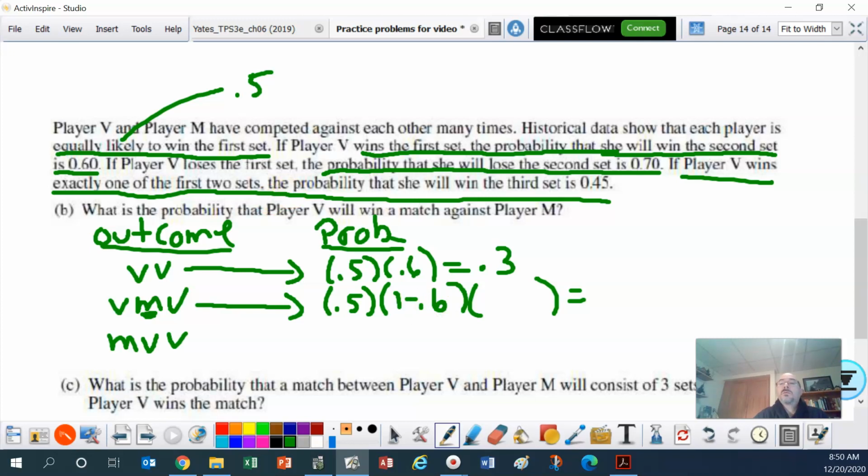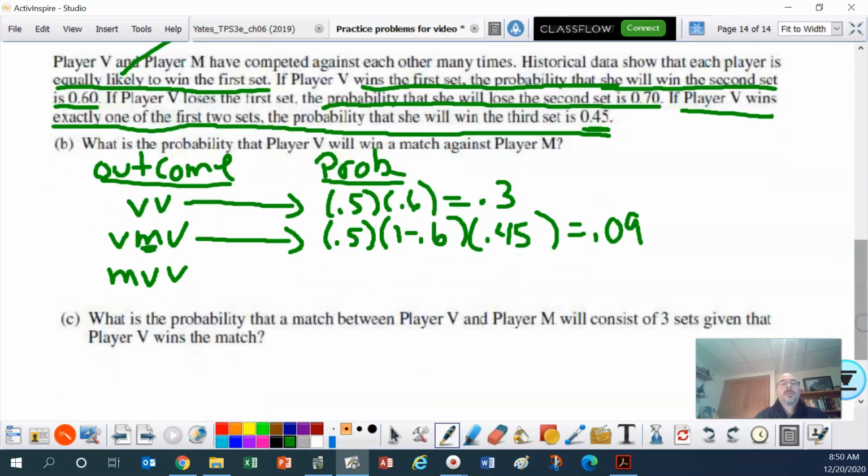Player V wins exactly one of the first two. The probability that she will win the third set is 0.45. So now this is going to be 0.45. And if I multiply all of that, I get 0.09. Ooh, I like this problem.